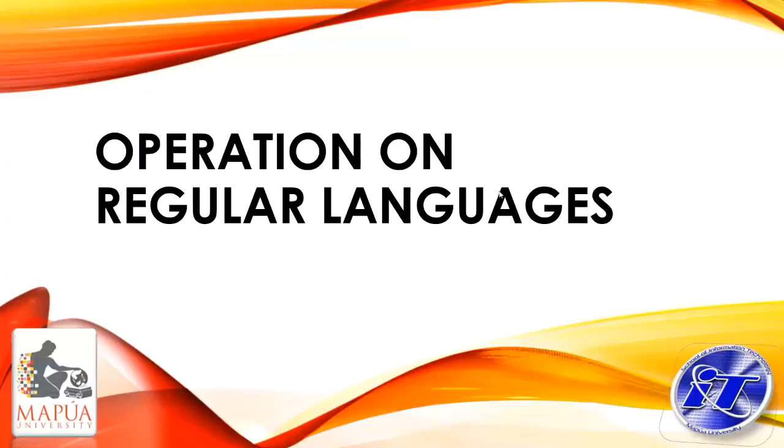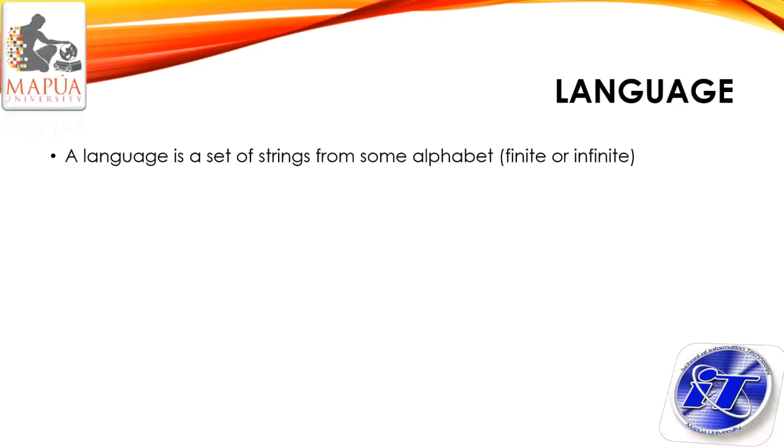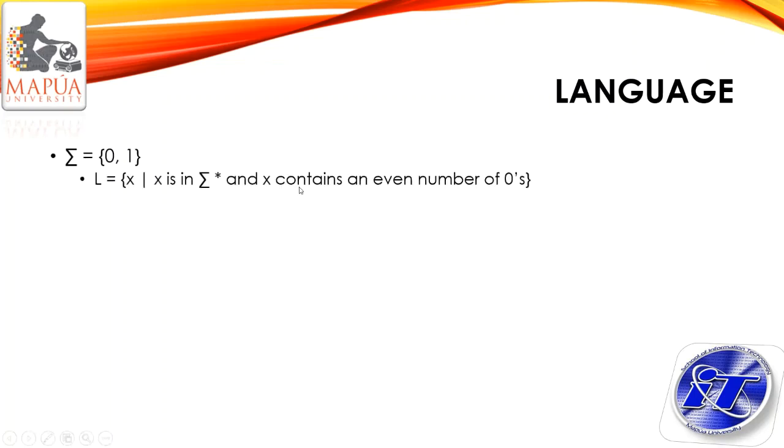So in this video lecture, we're going to discuss operations of regular languages. Just a review, a language is a set of strings from some alphabet. It's a collection of strings from our alphabet. It could be finite or infinite. For example, we have the alphabet 0, 1, and our language could be X is in the alphabet and X contains an even number of zeros. As long as it follows this rule, it will be part of this language.